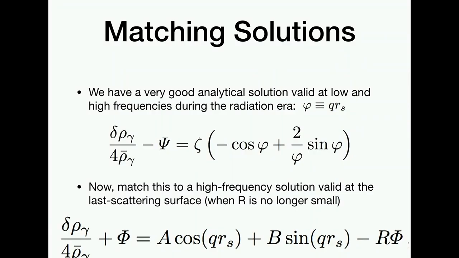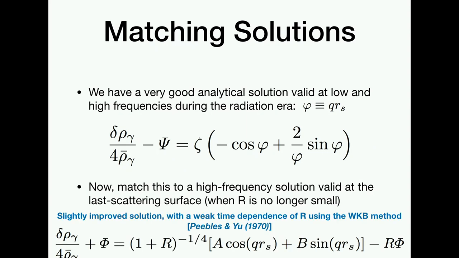So let's match this solution to the high frequency solution and also extrapolate or interpolate to large angular scales to get a full solution that's valid at all wavelengths, all frequencies. To that end, we can also improve. This is the solution where we ignore the time variation of R, the baryon to photon density ratio, compared to the frequency of the oscillation Q. But we can improve on this by using the WKB approximation. That's a bit better than just ignoring everything. That was worked out by Peebles and Yu in 1970. So you get this 1 plus R to the minus quarter power in front of the oscillation. That's an improved solution. Now we match them.